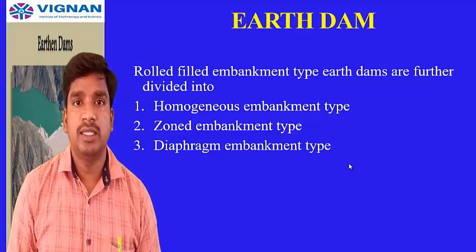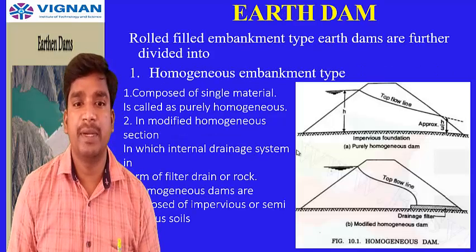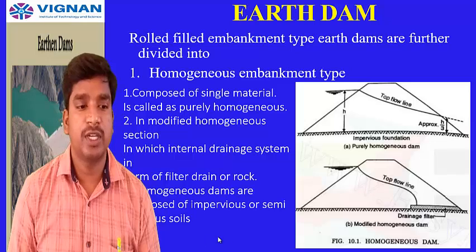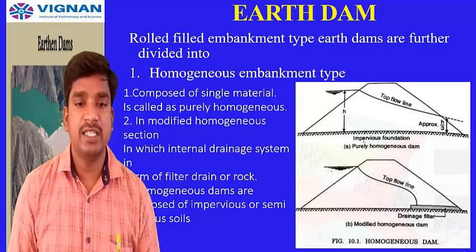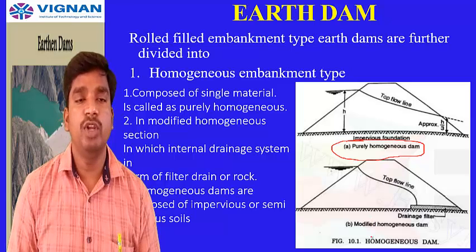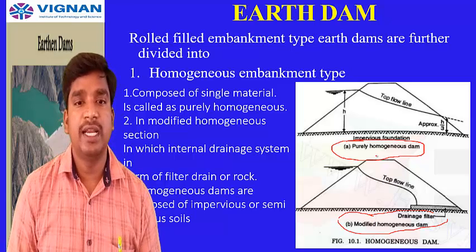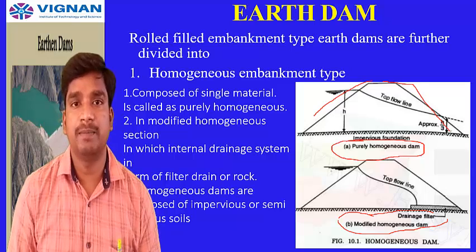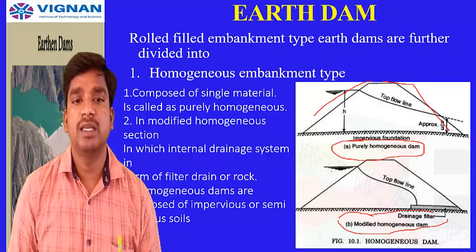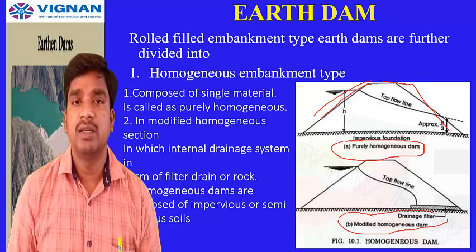Okay, now coming to the next type, that is the rolled fill embankment type. Here in the picture you can see there are two different types. One is purely homogeneous and the second one is modified homogeneous. In purely homogeneous, we are constructing the entire dam with a single soil material. Okay, so this one has an impervious foundation. The foundation is completely impervious, and whatever embankments are formed, these are formed by using one type of material.